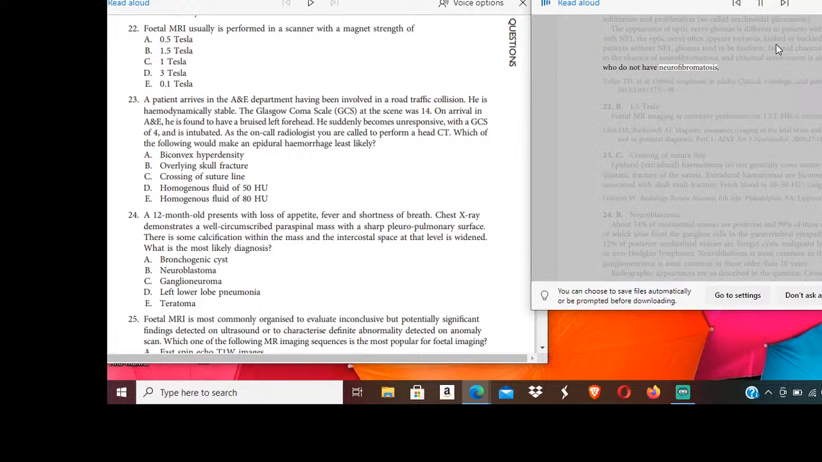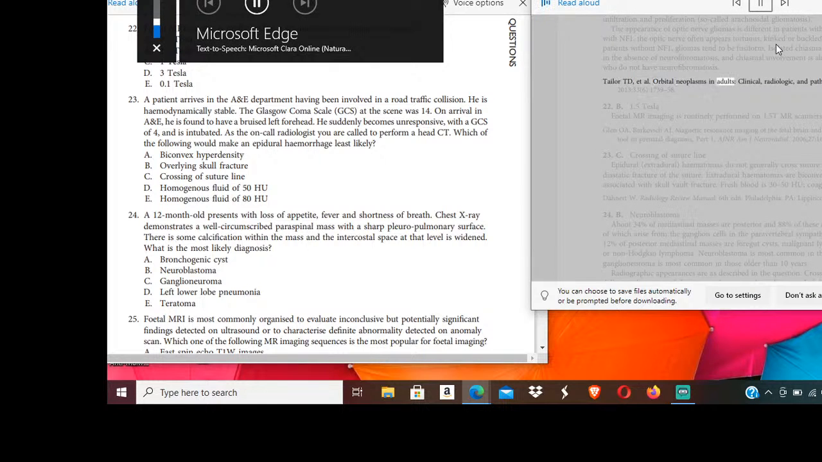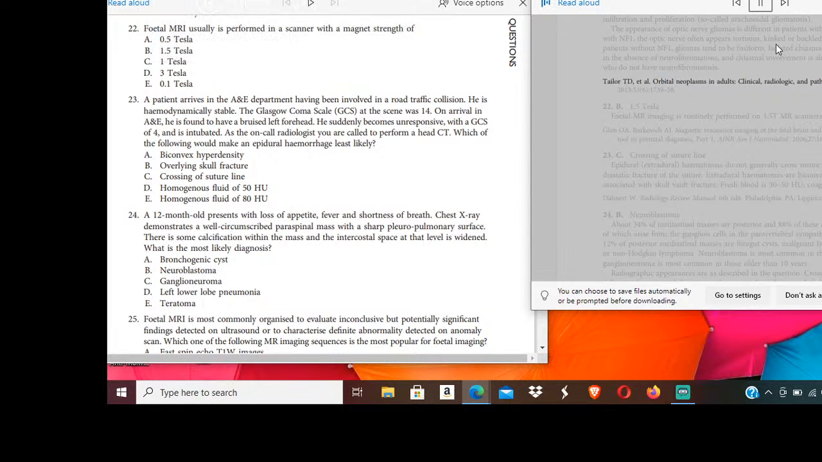Neurofibromatosis. Taylor TD, et al. Orbital neoplasms in adults: clinical, radiologic, and pathologic review. Radiographics. 2013, 33:1739-58. 22. B. 1.5 Tesla. Fetal MR imaging is routinely performed on 1.5 T MR scanners. Glenn OA, Barkovich AJ. Magnetic resonance imaging of the fetal brain and spine: an increasingly important tool in prenatal diagnosis, Part 1. AJNR Am J Neuroradiol. 2006, 27:1604-11.